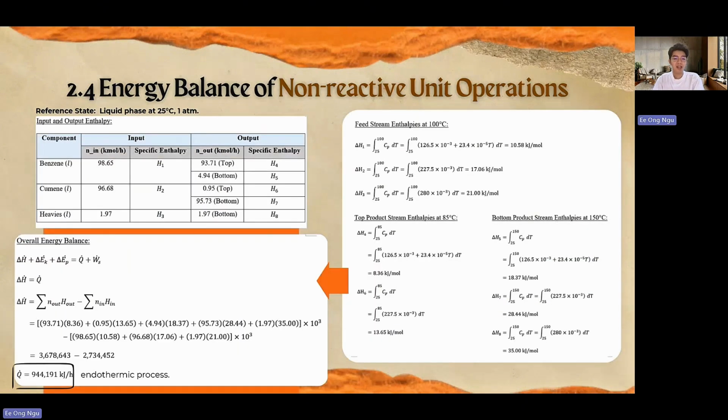We found the specific enthalpy for each component by integrating the liquid heat capacity from our 25-degree reference state, as shown here. Multiplying this by our molar flow rate gives the total enthalpy. Subtracting the inlet from the outlet enthalpy gives us a final Q of 944,191 kilojoules per hour. This positive value means the process is endothermic, and our system must continuously supply this exact thermal energy to vaporize the benzene.